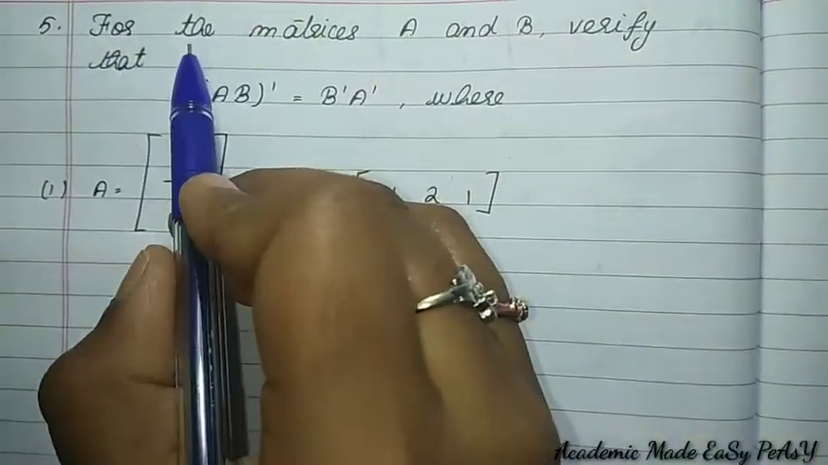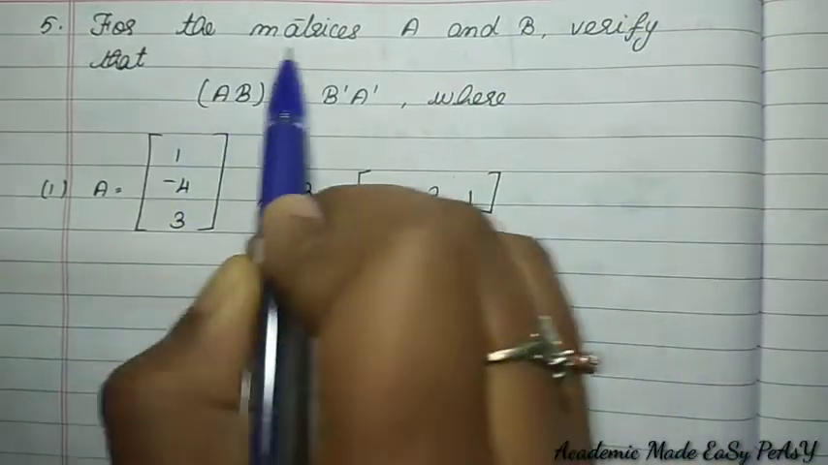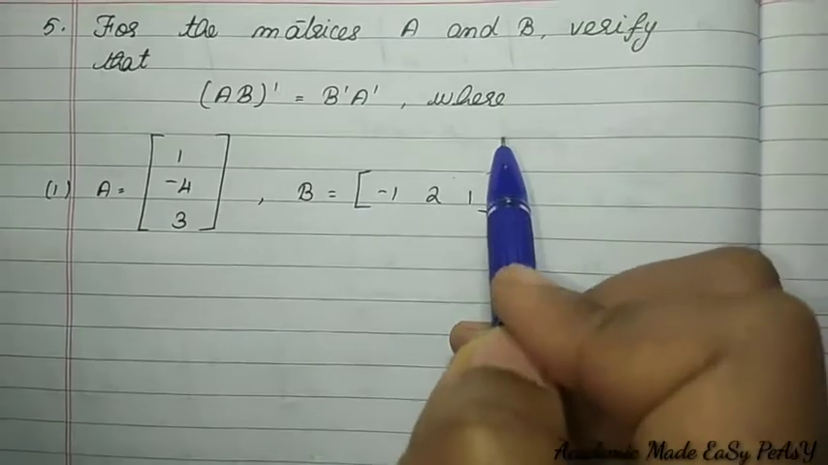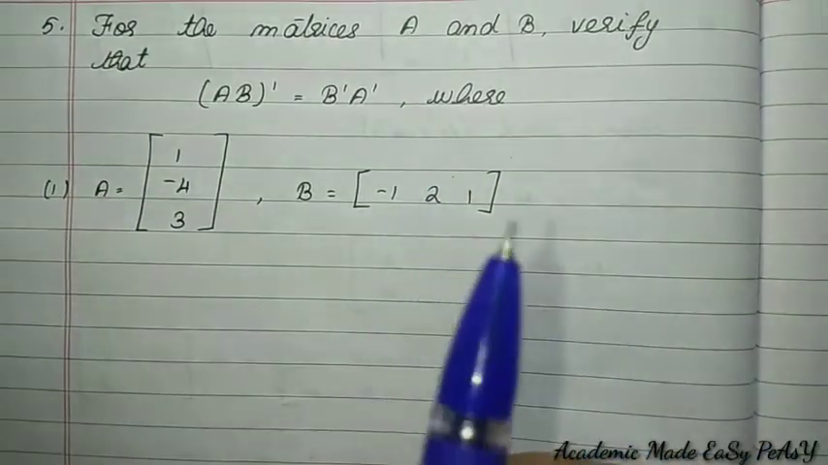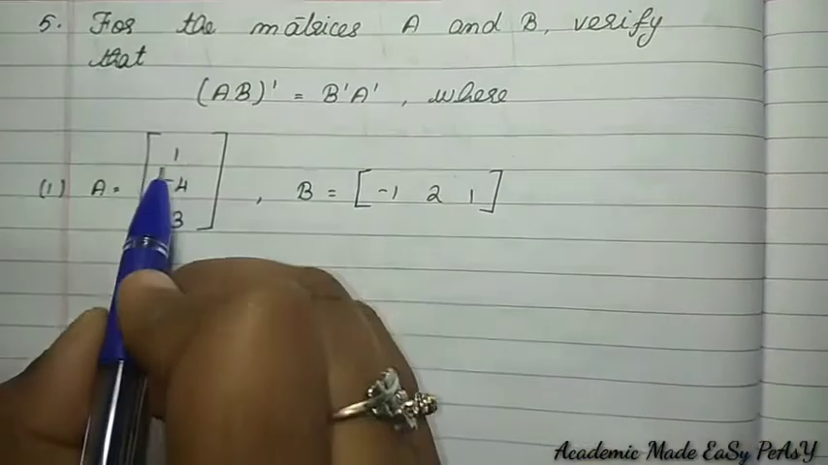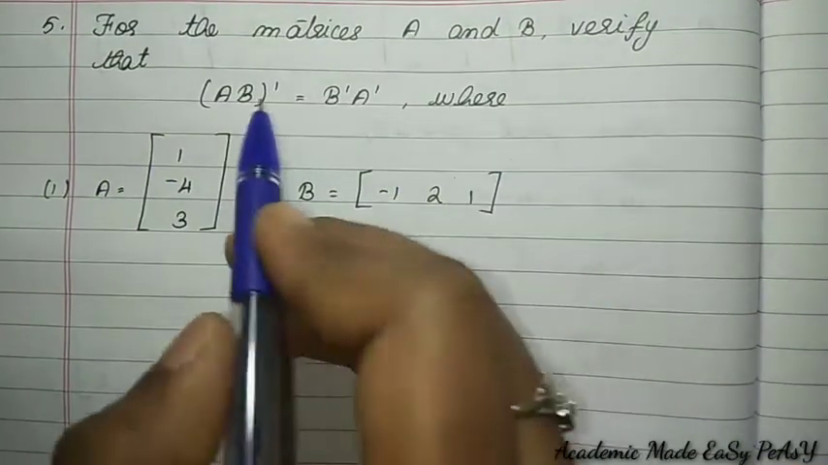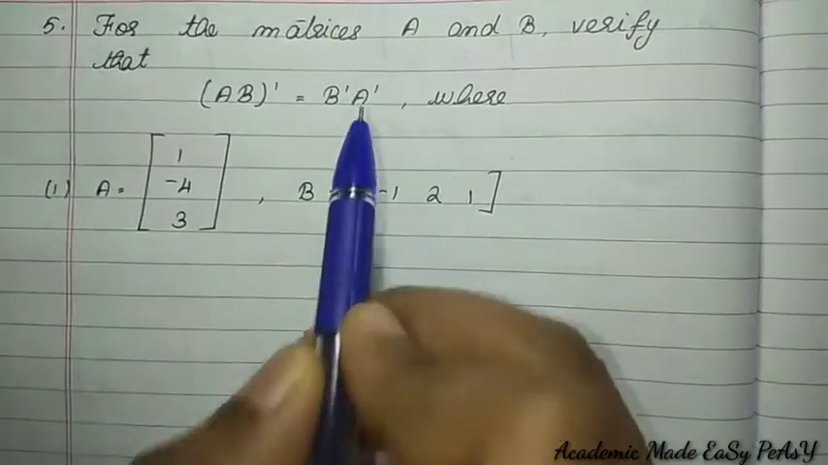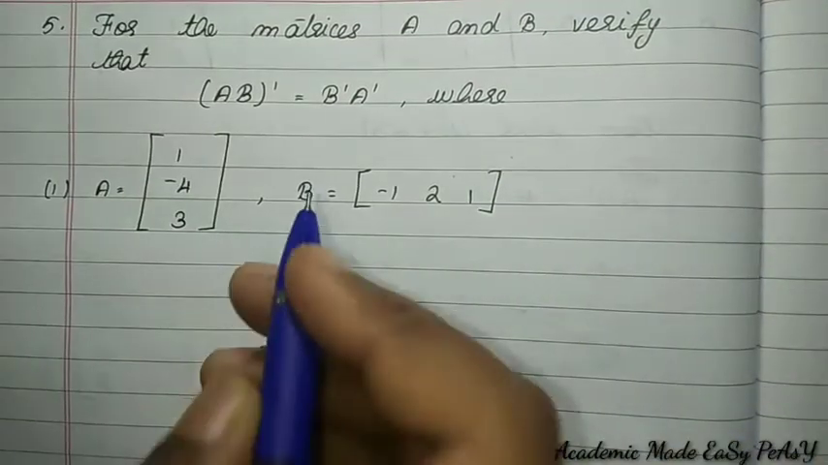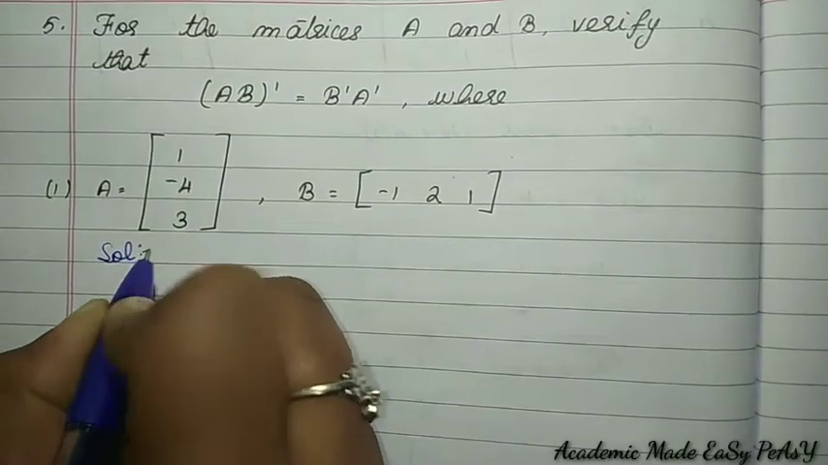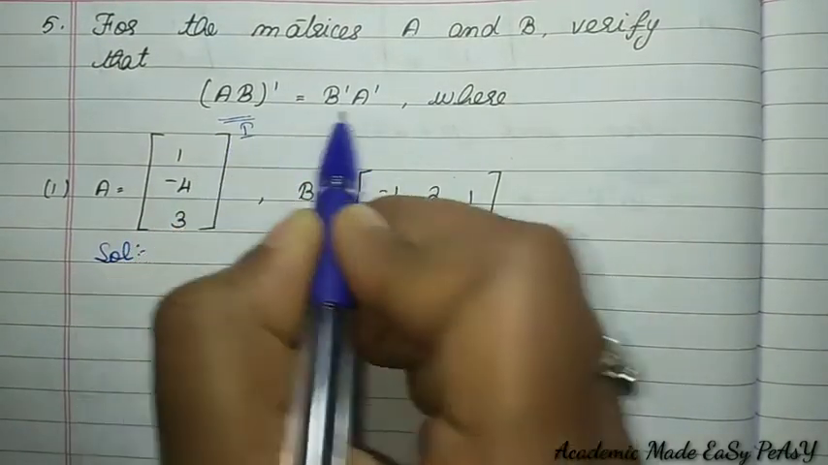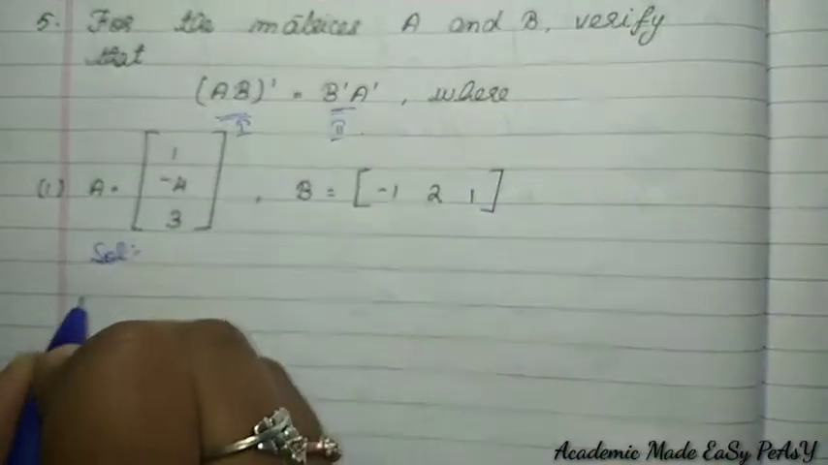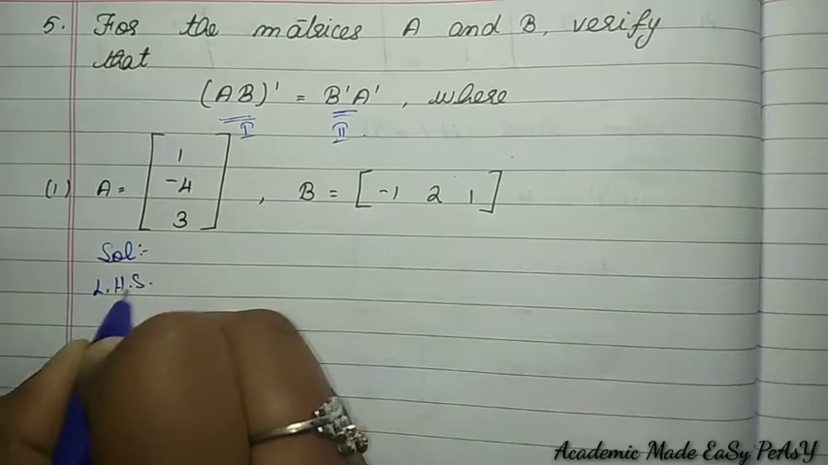Question 5. For the matrices A and B, verify that AB the whole transpose is equal to B transpose into A transpose, where matrix A and B are given. So now using this, we will be finding that A into B the whole transpose is equal to B transpose into A transpose. Okay. So now solution. So this will be the first part for both the subdivisions, and this will be the second part we will be doing. So first let us take LHS.